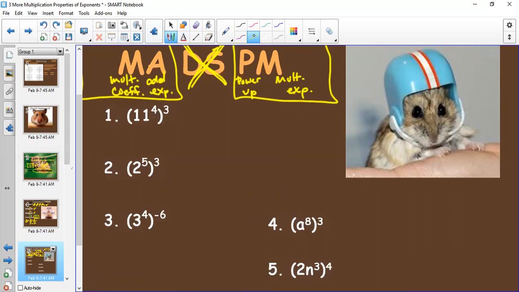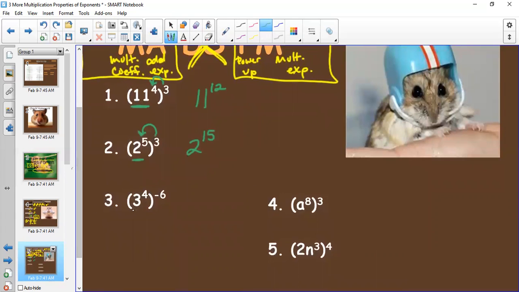All right, so number 1, again, keep your base, which is 11, and we multiply our exponents. Small number times small number, so 11 to the 12th. Number 2, keep your base of 2, multiply your exponents. 5 times 3 would give us 15. Number 3, keep your base of 3, multiply your exponents. Small number times small number gives us negative 24.